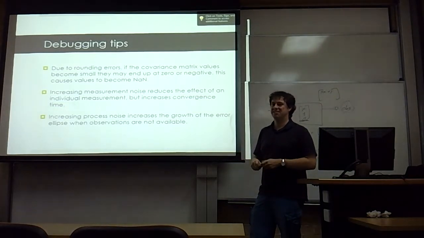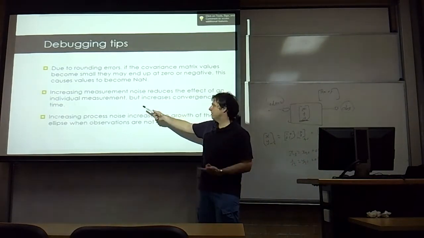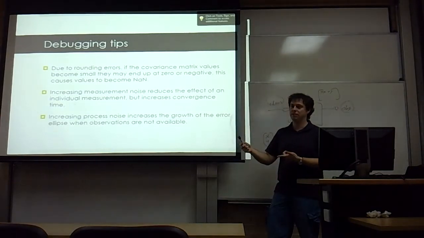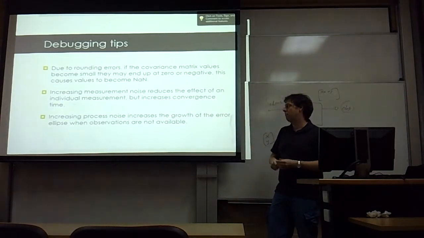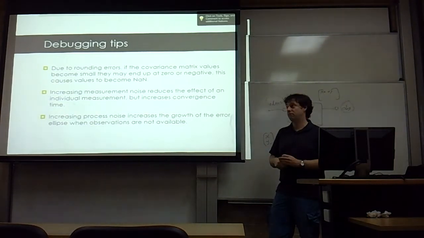Usually you can't be that sure of your position anyway, so you've probably got a problem. Generally, increasing the measurement noise reduces the effect of an individual measurement update, but increases how long it takes to converge on a position based on those observations. So if it's seeing lots of objects and it's not updating much, you might want to decrease the variance. If it's seeing too many and you're becoming too sure where it is, you might want to increase it.